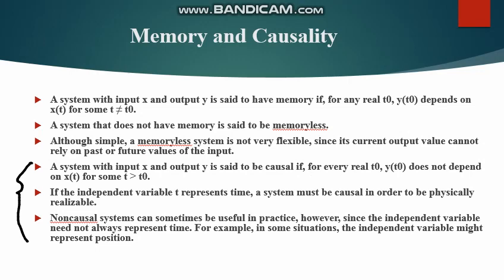Now a system with input x and output y is said to be causal. Why it will be causal and why it is not causal or anti-causal. The second point is, if the independent variable t represents time, a system must be causal in order to be physically realizable.